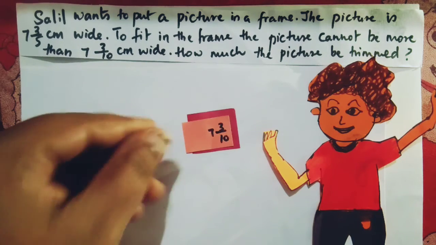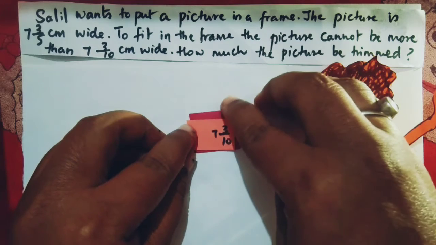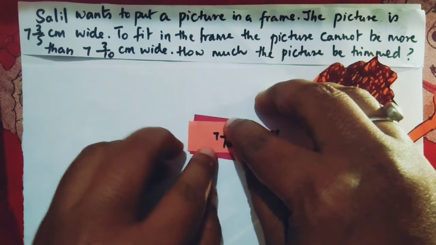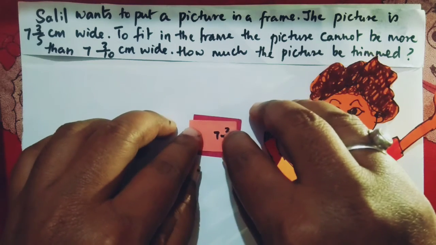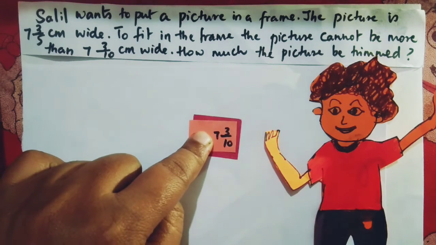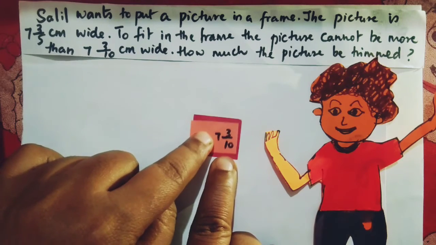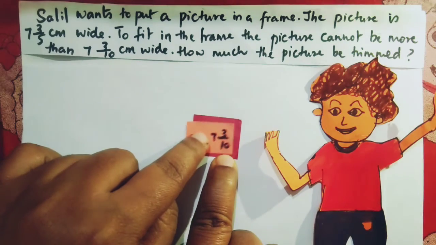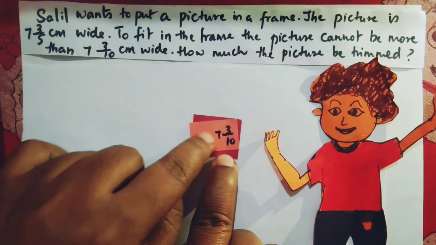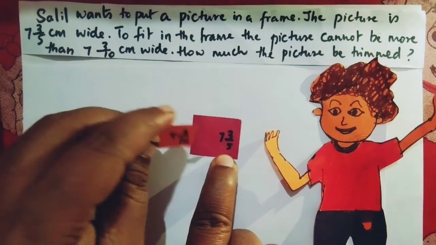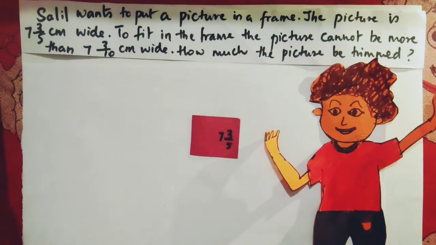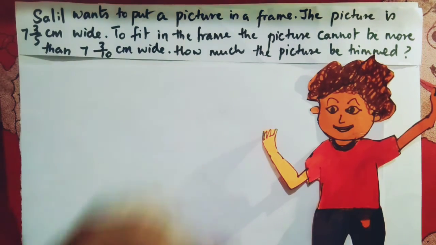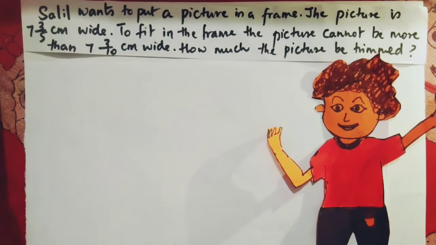So now if you are going to place the picture like this, to fit in the frame, the picture cannot be more than 7 3/10. So now what you need to do, so this needs to be trimmed. So if you want this to be trimmed, you need to subtract 7 3/5 and 7 3/10 should be subtracted. Okay. So now first we will write the statements.